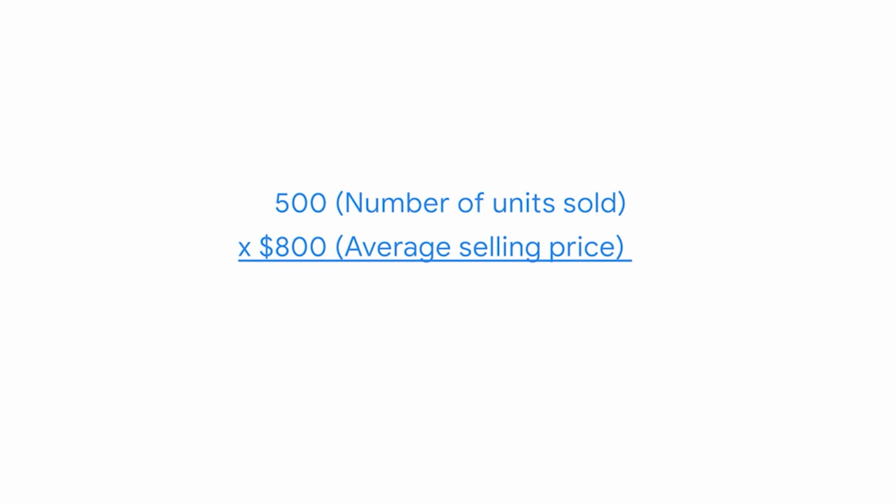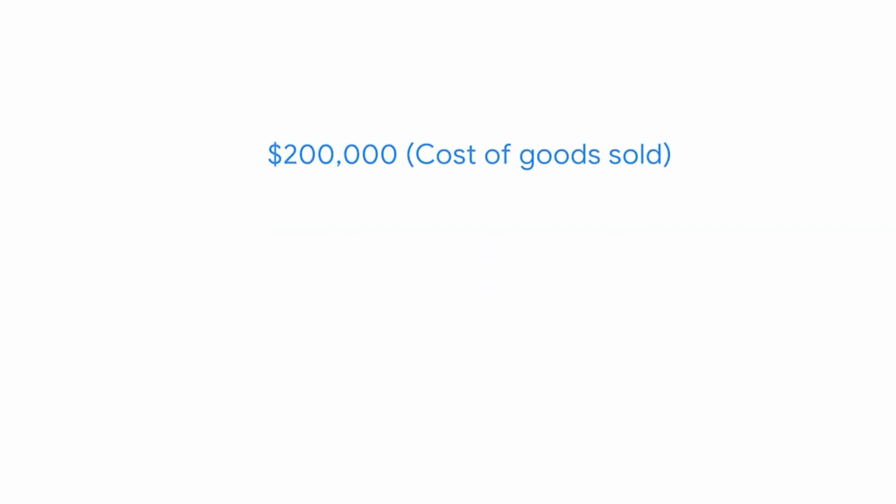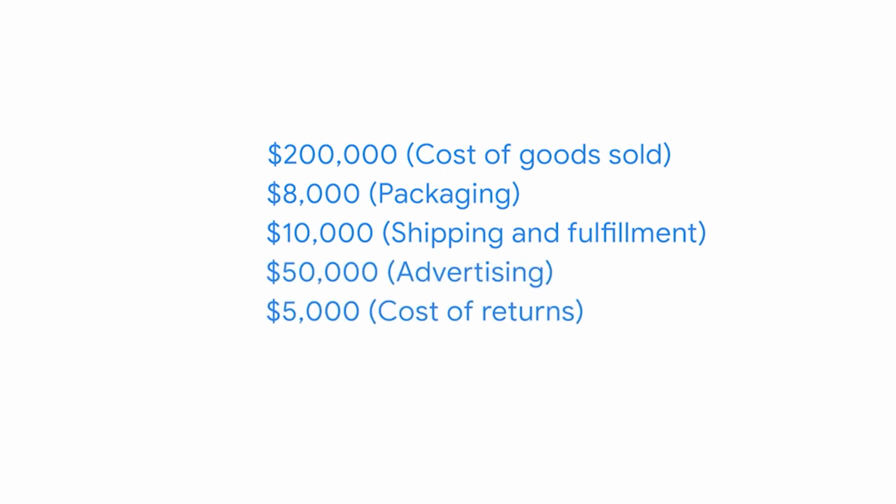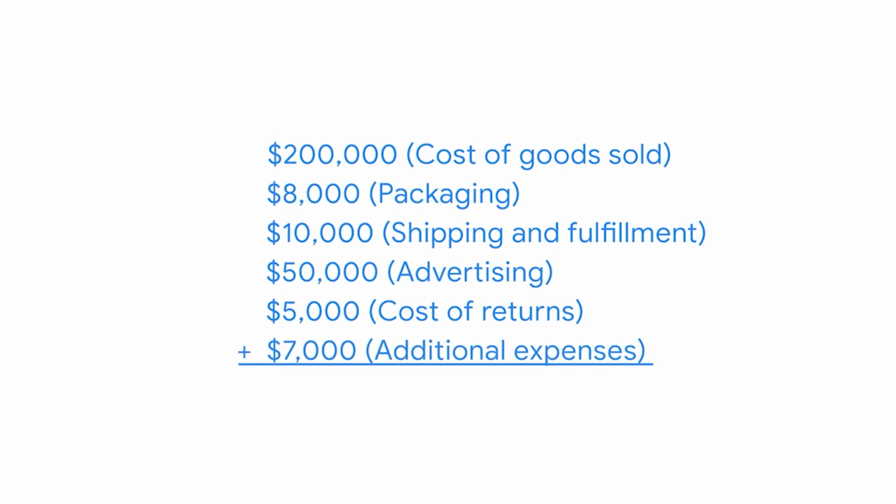Let's use the same example we used earlier to demonstrate how this works. For instance, let's say the custom suits retailer sold 500 custom suits in the last 6 months for $800 each. 500 times $800 equals $400,000. That's the total revenue for the product. The total expenses include the cost of goods, packaging, shipping, fulfillment, advertising, the cost of products returned, and any additional expenses. Those come to $280,000. Now that you know the total revenue and total expenses, you can calculate the net profit.